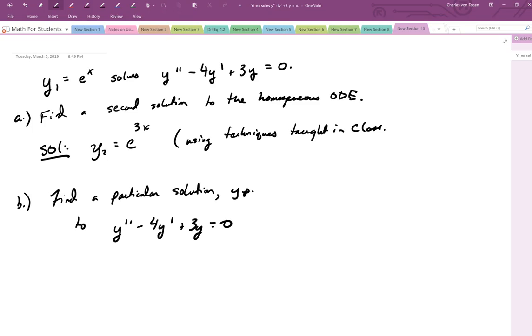Okay, folks, this question goes with your WebAssign. I believe it's question number 12. And I'm not going to do the first part. I've already done it. But I want to show you sort of a hint for how to do the second part.